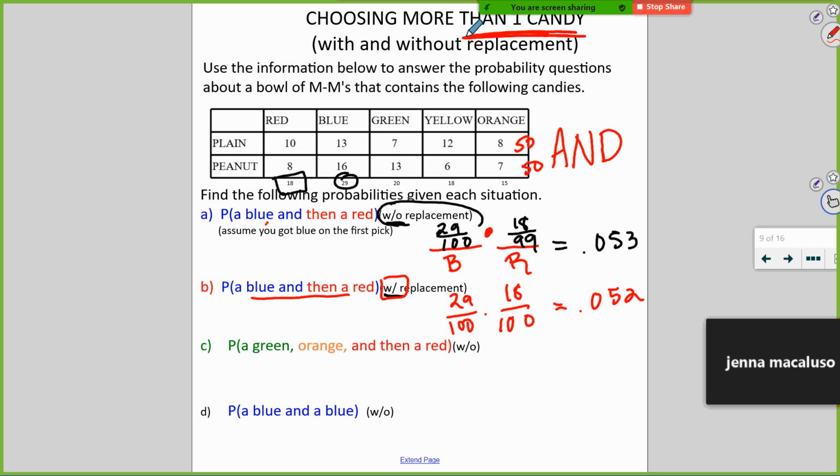Go ahead. What does B and R mean again? B and R? Oh, blue and red. Yeah, sorry, blue and red. So are those two okay?